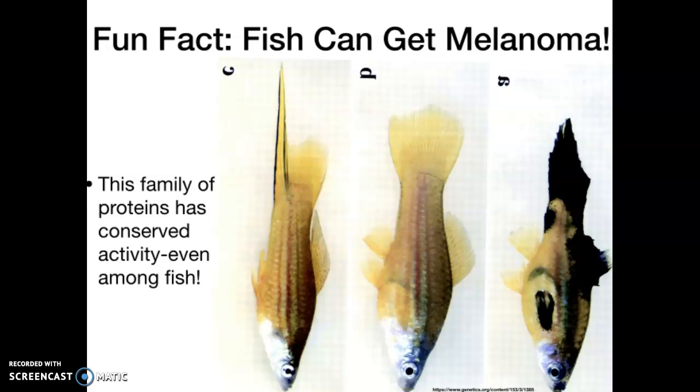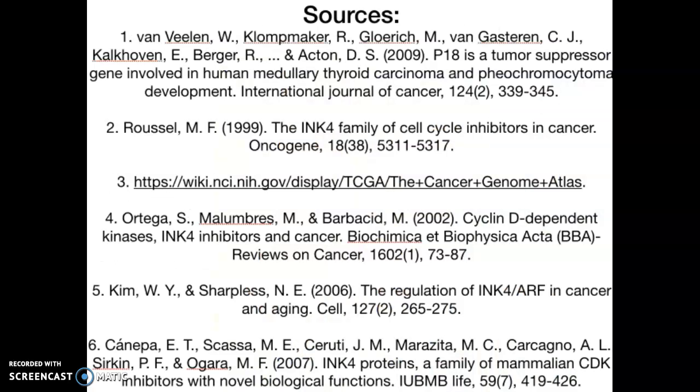Fun fact, fish can get melanoma. There are groups of fish located along the equator called Xiphophorus fish, which contain many copy number variants of INK4 family members associated with melanoma. You can see that here, if you can see the figure, it's all the way to the right. This fish clearly is hyperpigmented, and this is melanoma. The number of copy number variants indicates that INK4 has had a tumor suppressor function for at least 350 million years. These are my sources.